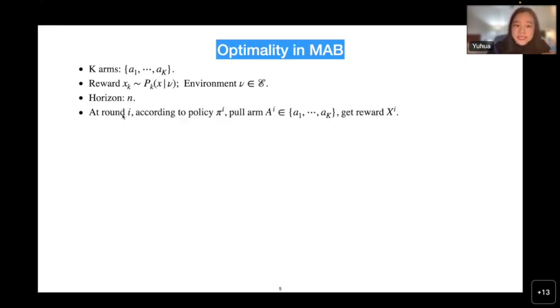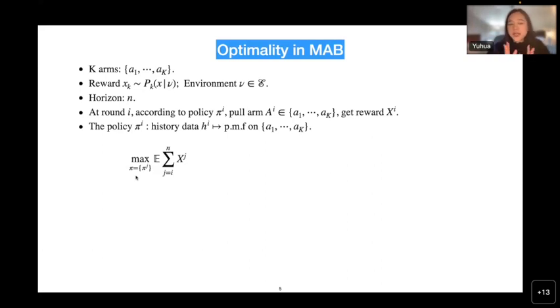At each round i, we are going to pull arm A_i according to policy pi_i, and it will give us a reward X_i. The policy pi_i is a mapping from the history data to a probability mass function on the arm space. The general goal here is to maximize the expected cumulative reward.